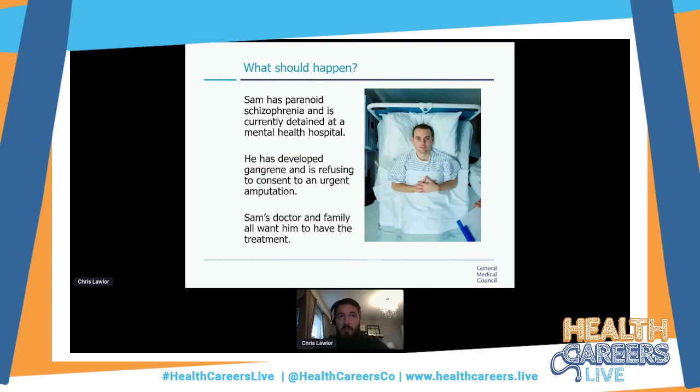Now, all of Sam's family and the doctors who were treating him, they all wanted him to have this treatment. So they were having these discussions with him, and ultimately the decision was made that although Sam has paranoid schizophrenia, he actually had the capacity to make this decision. So he could decide for himself what treatment he wanted. And Sam ultimately decided he didn't want to have his leg amputated. The doctors disagreed with this decision. His family members disagreed with this decision. But ultimately, there was nothing that they could do.